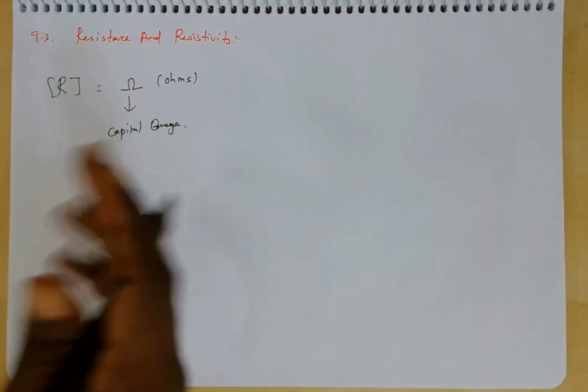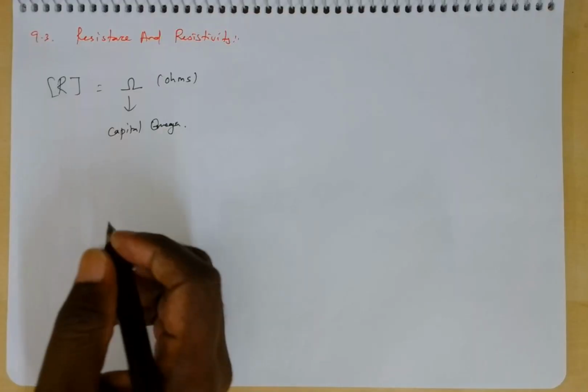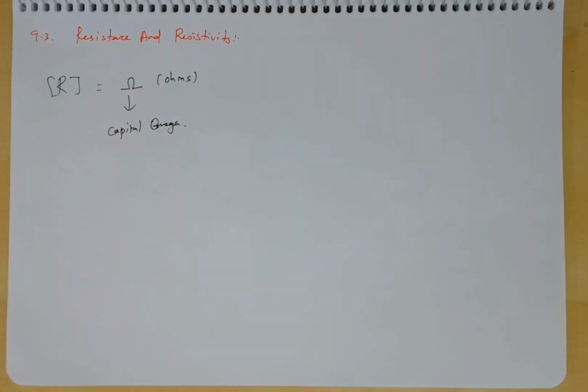Now we know that V equal to IR, and so the IV characteristics of the following elements are very important.